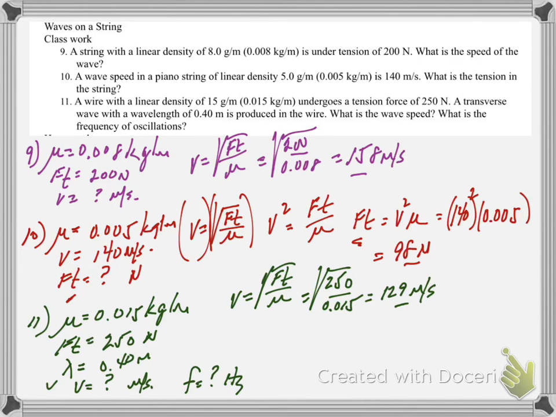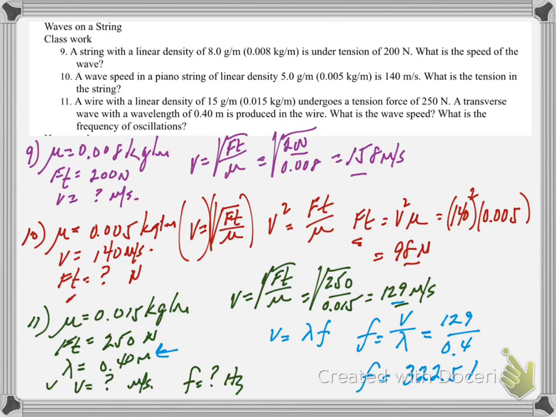But now we need frequency. Well, we go back to our other equation. Velocity equals lambda f. And we can solve for frequency by isolating f. Frequency equals velocity over lambda. Divide both sides by lambda. Now plug in our values. The velocity we figured above was 129. And we're going to divide that by our wavelength, which is 0.4, and we're getting a frequency equal to 322.5 hertz.